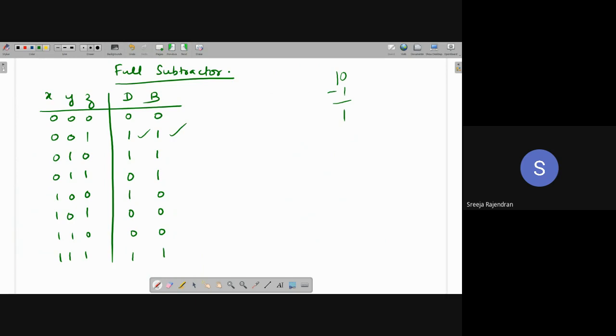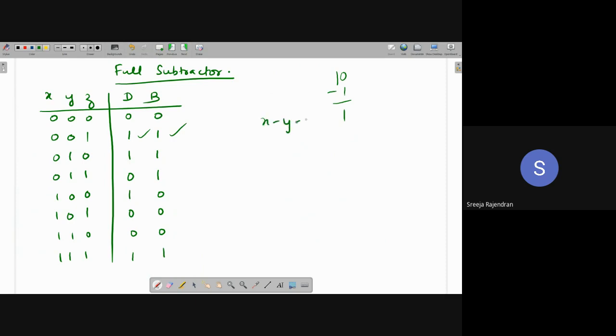Okay. Next one, 0, 1, 0. 0 minus 1, I have to take a borrow if I have to subtract. So I have a borrow. Then this becomes 2. So 2 minus 1 is 1. And 1 minus 1 minus 0 is 1. So same way you can write for all the cases. If you look at the last case, 1 minus 1, 0. 0 minus 1 I can't do. I need a borrow. So I took it. And then it becomes 1 0. So 1 0 minus 1 is 1. So I have a difference of 1 and a borrow of 1.